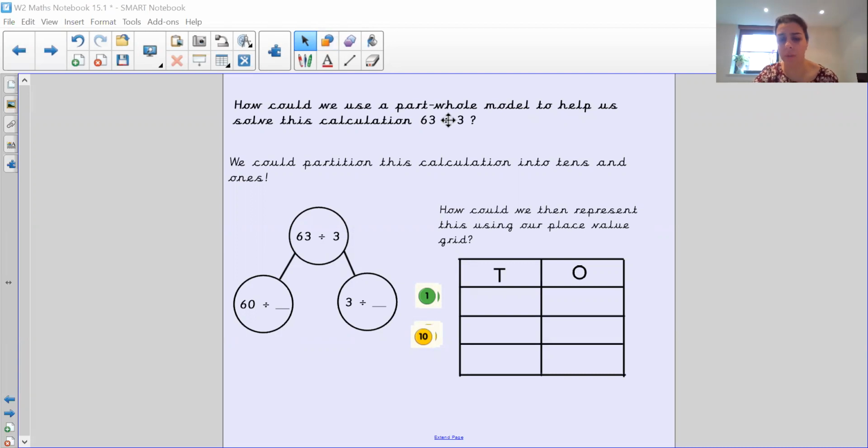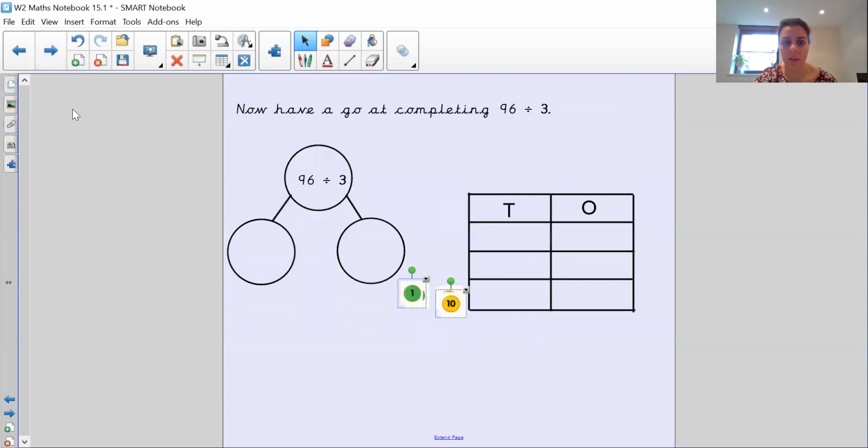We used our part-whole model. Now, as I showed you in the lesson this morning, when we had 63 here, that is a number we're dividing by 3, but sometimes that can be quite difficult. So we've partitioned 63 into the tens and into the ones. So we've got 60 over here and the 3 over here. The same way that if I had this one, which is 96, I would partition it into 9 tens and 6 ones. It's exactly the same thing.